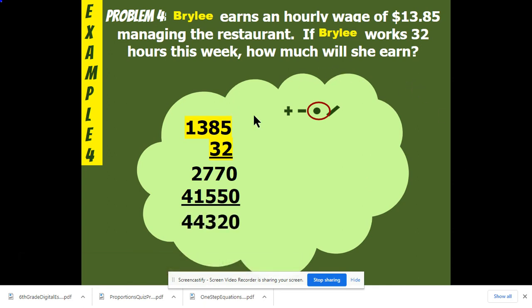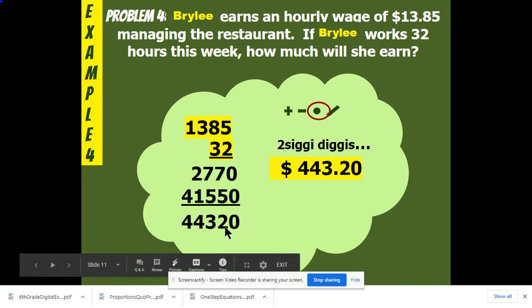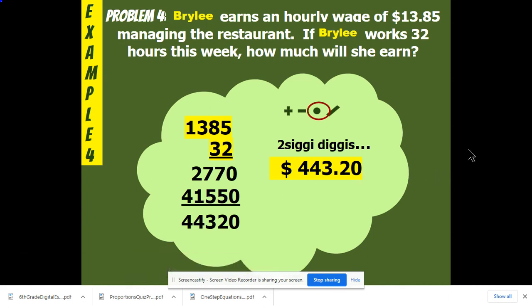Then the final step is I go back and I count the significant digits in the problem. There are 2, so I move, always going left, I move back 2, and I have $443.20 will be her total. And that was multiplying.